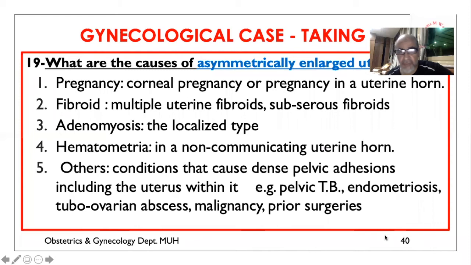Causes of asymmetrically enlarged uterus include cornual pregnancy or pregnancy in a uterine horn, fibroids, which may be multiple uterine fibroids, or subserous type 6 or type 7 fibroid, adenomyosis of localized type, hematometra in a non-communicating horn. Other conditions that cause asymmetrical enlarged uterus include dense pelvic adhesions, including the uterus within it, such as tuberculosis, endometriosis, tuboovarian malignancy, and prior extensive, especially bowel, surgeries.